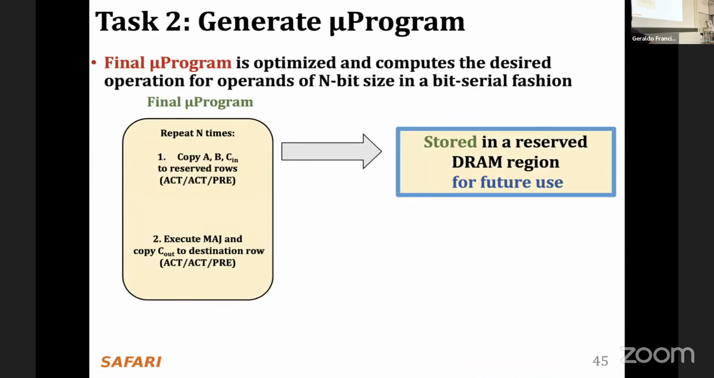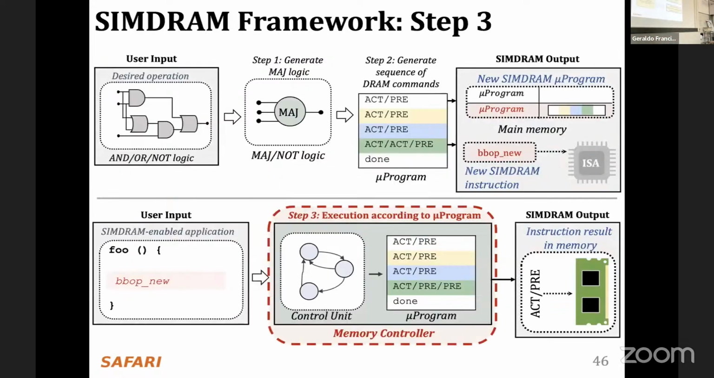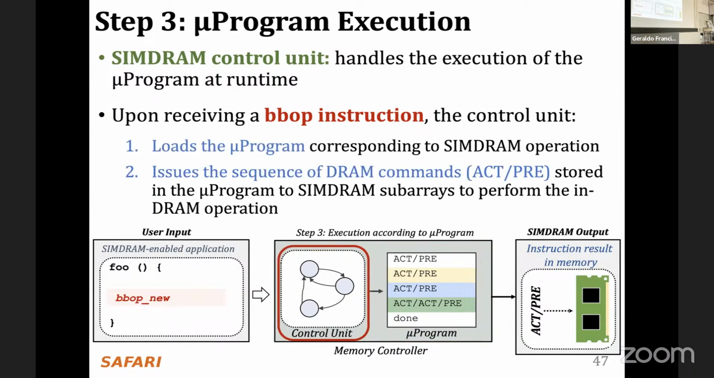The final microprogram is stored in a reserved DRAM space for future use, and a new ISA instruction called BBOP is added to the CPU ISA so that the programmer can interface with that program. The third step: we modify the memory controller inside the CPU processor to handle the execution and dispatch the triple row activations and row copy operations to DRAM as required by a given operation that the user instantiates. So you load these microprograms and then issue them one by one to DRAM. So in the end, we have the execution of the triple row activation inside the DRAM array itself.